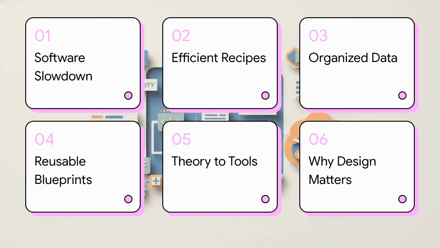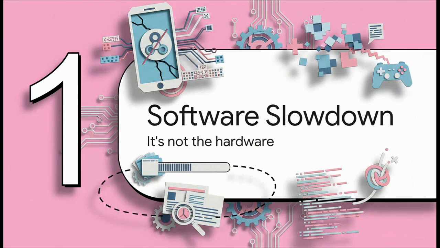So here's how we're going to tackle that. We'll start with the problem itself, that software slowdown. Then we'll look at three key parts of the solution, thinking in terms of efficient recipes, organized data, and reusable blueprints. And finally, we'll connect all this theory back to the actual tools developers use and why any of this really matters. Okay, so let's talk about the problem.